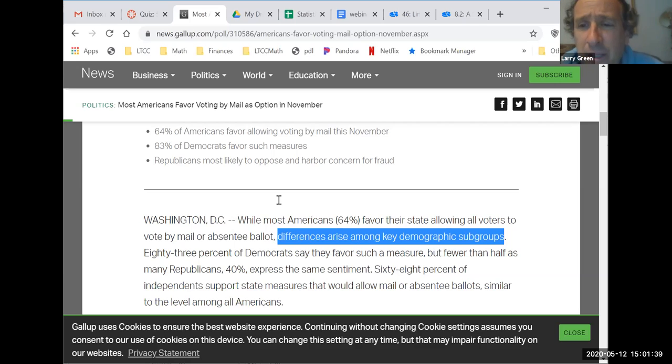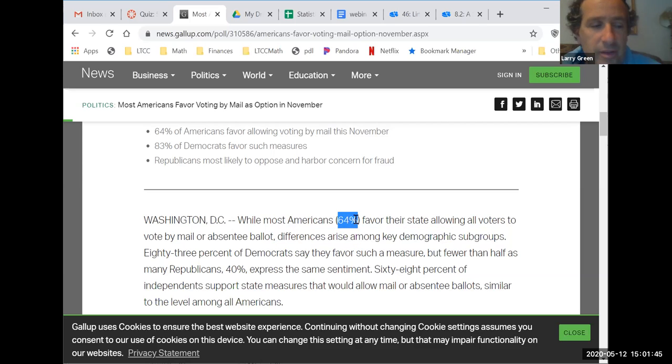What letter do we use for that? Or what variable do we use for this 0.64? Who remembers? I talked about this last week. Last week was a big getting ready for this week. Who remembers what letter we used or what variable we used for 0.64?